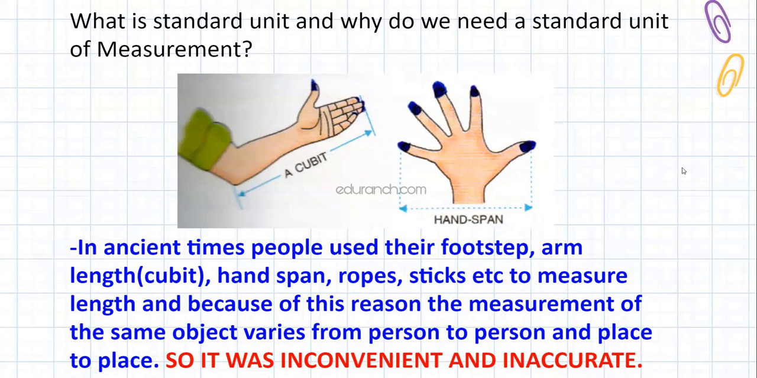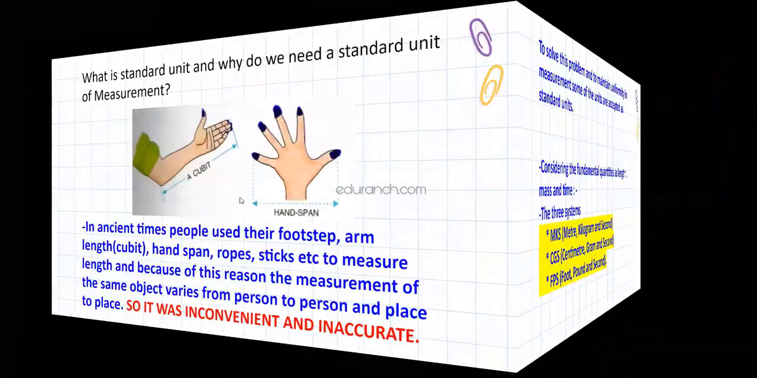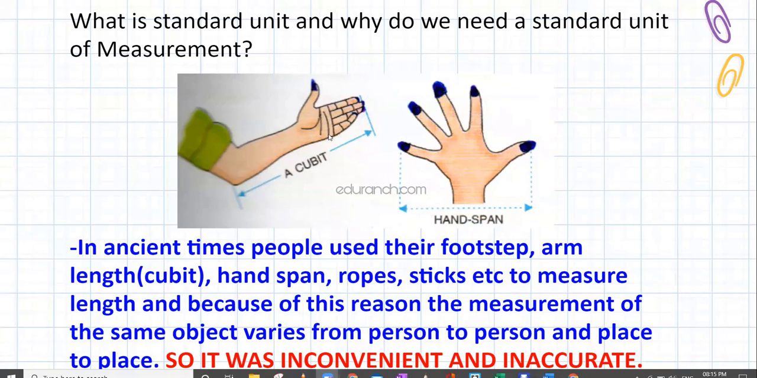Now, let's see why do we actually need a standard unit of measurement? So in ancient times, people used to measure with their footstep, arm length. So this is called 1 cubit. This one arm length, we call it 1 cubit. This, we call 1 handspan. Like that, ropes, stakes, etc.